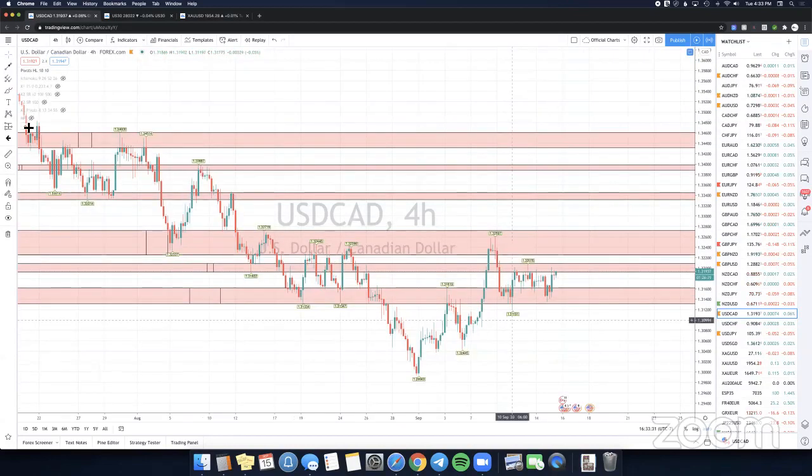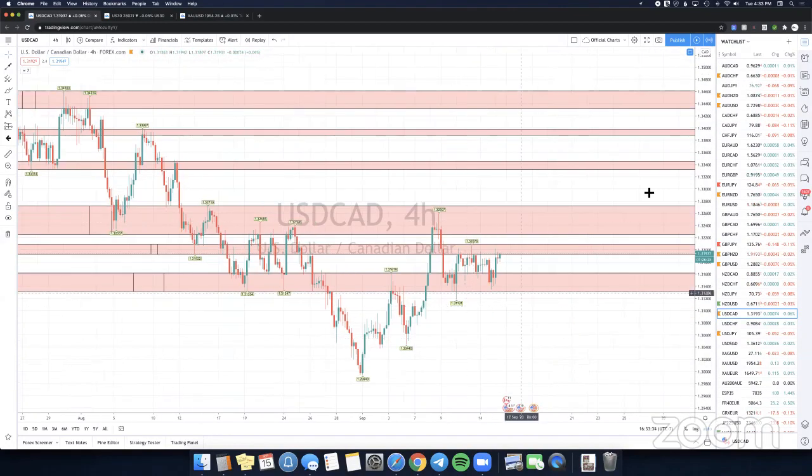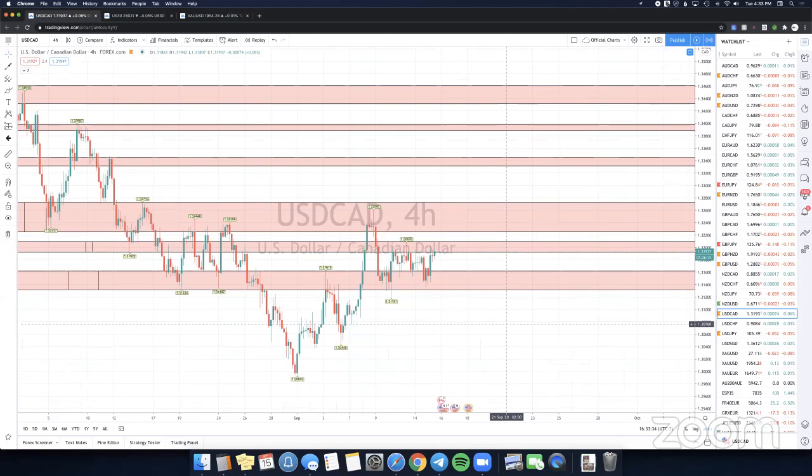So the thing with UCAD is that it's inside this zone right here, like I mentioned with the other pairs. The problem is even if it reaches the zone, it might reject down from there. Or even if it pushes up to this point, it could reject down from there as well. It's going up right now because the US dollar has some temporary strength going on with it. That's similar to what's going on across the board.